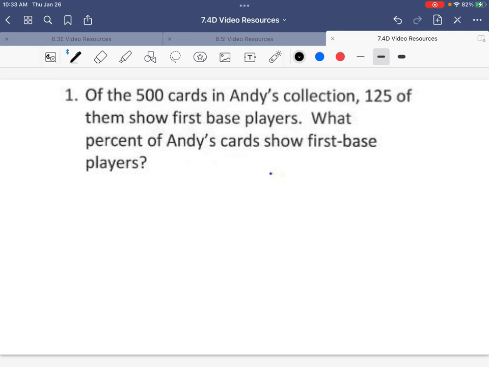Hey guys, today we're going to be looking at solving problems using proportional reasoning with percents and ratio tables when we're given some real world problems. So we have, out of the 500 cards in Andy's collection, which I think is important because that tells me that 500 is the total of Andy's collection. So 500 is the total.